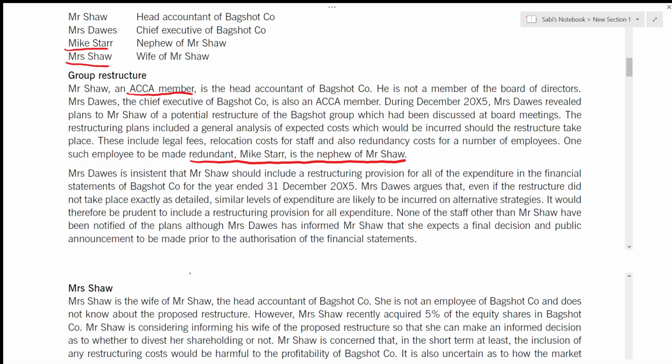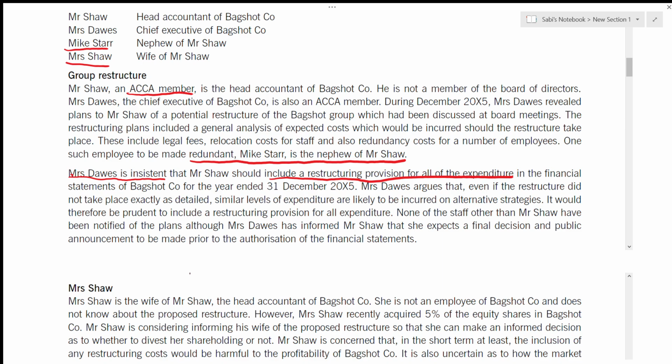Mrs. Dawes is insistent that Mr. Shaw should include a restructuring provision for all of the expenditure in the financial statements of Backshot for the year ended 31st December 2005. So she's insistent that they should include a restructuring provision for all of the expenditure. This is kind of like intimidation.